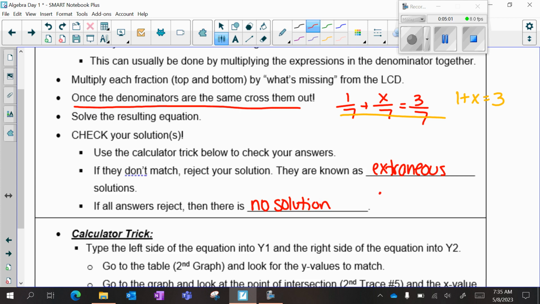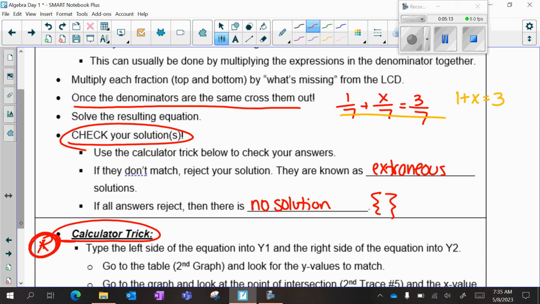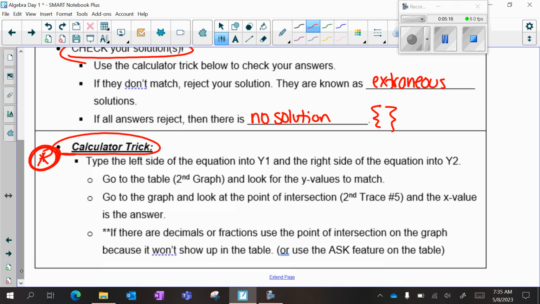On a multiple choice question, you may see it as the empty set, a set of these fancy brackets with nothing inside. So this check is the same as this calculator trick, which comes up a lot of times on multiple choice. Left side goes in Y1, right side goes in Y2. If it's multiple choice, you have the benefit of checking the values that are given to you in the answer choices. And you can go to the table by hitting second graph, and you want your Y values to match. If they match, it's your answer.